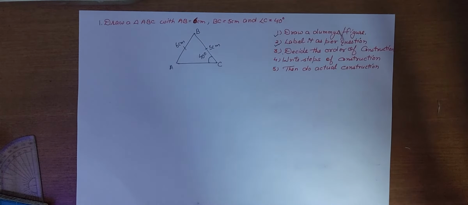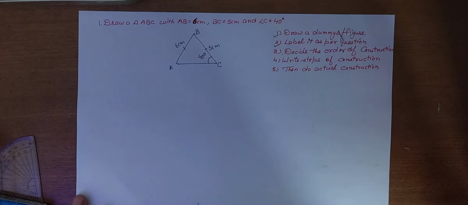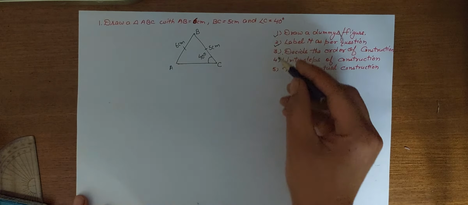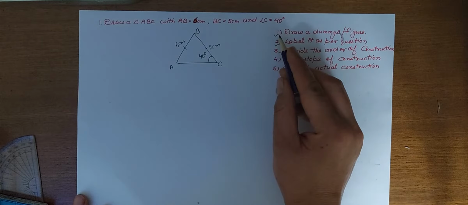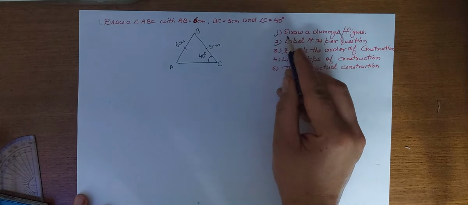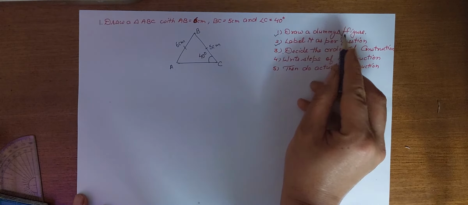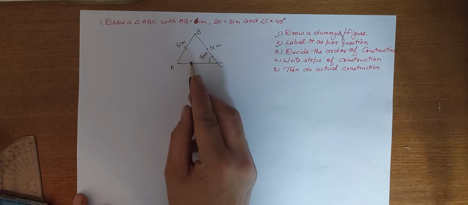Whenever you'll be given some figure to construct with the given measures, you have to follow these steps here. For some reason you must follow them strictly. Here the first point is draw a dummy figure, dummy triangle or figure. So here it's a triangle, so dummy triangle here.